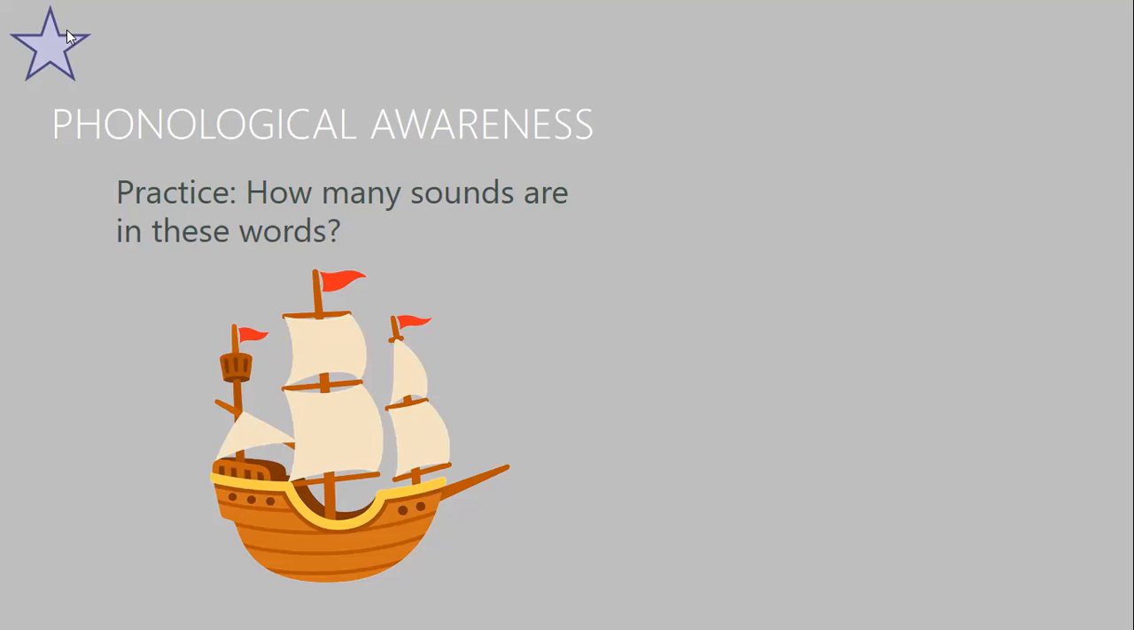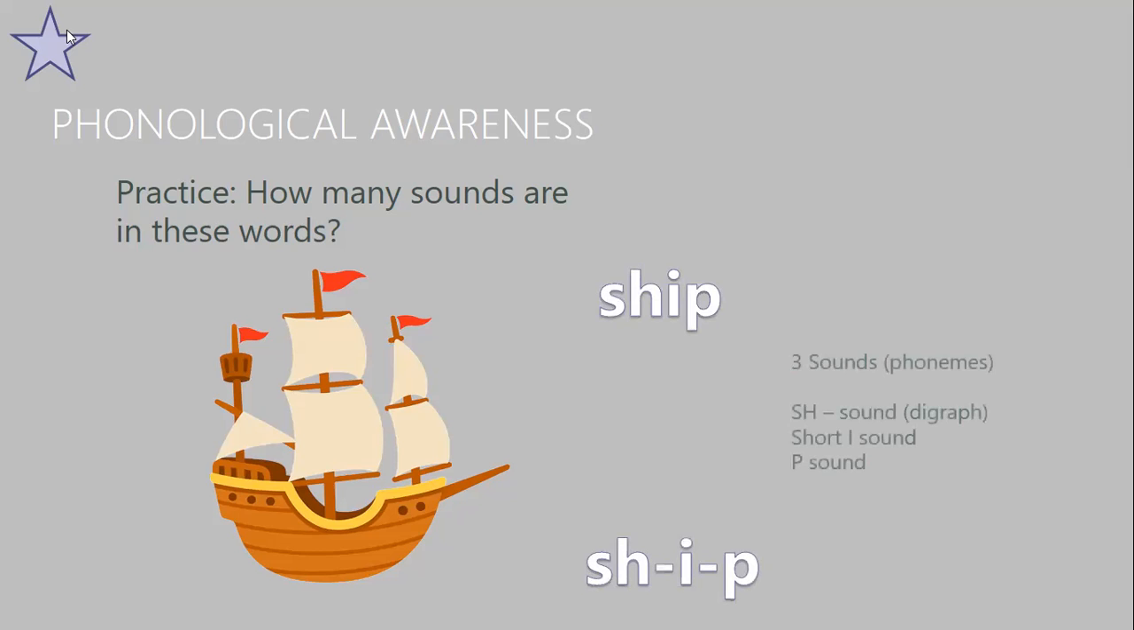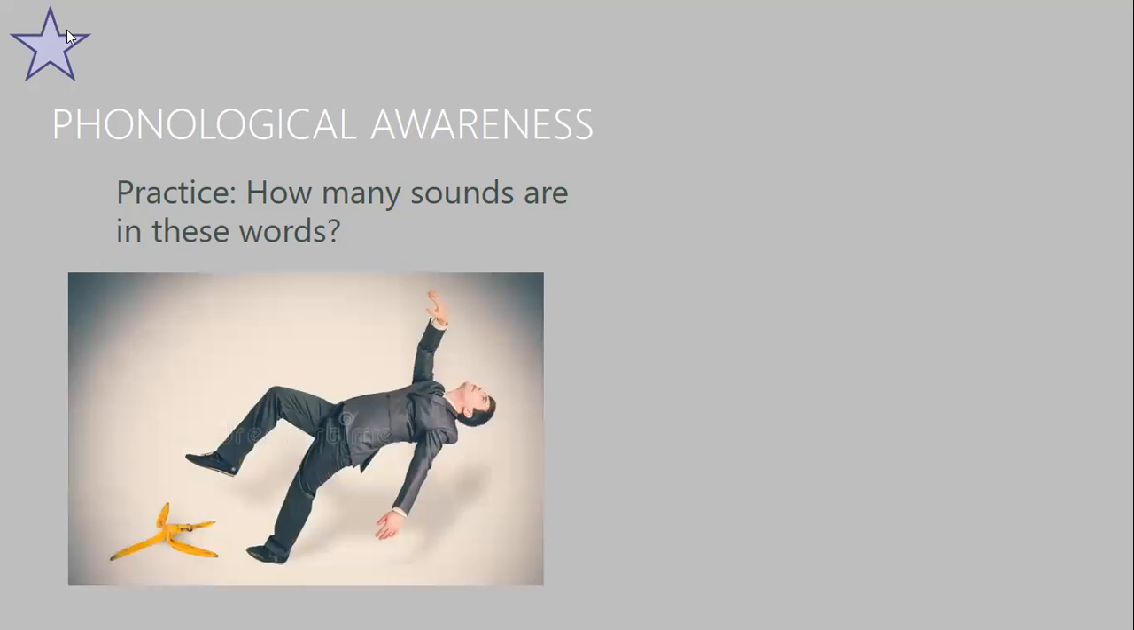So good. Ship. Can somebody tell me how many sounds are in this word? 3. Good. Yeah, 3. And can someone tell me what those sounds are? Sh, i, p. Good. Great. I don't know who that was, but great job. Ship. Sh, i, p. Good. So we have the SH, which is a digraph, and then the short I and P. You guys are experts.